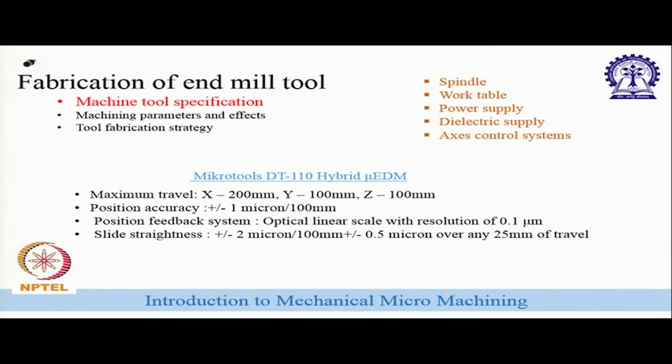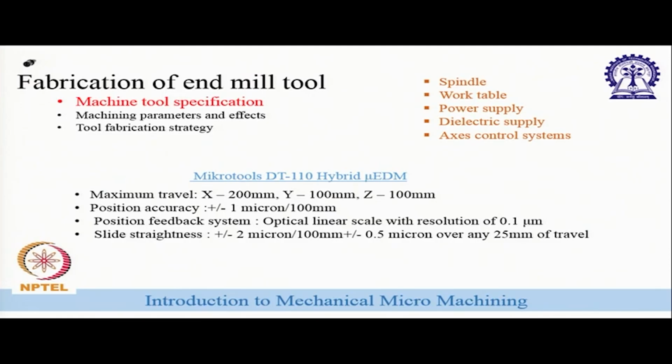It's supplied by Micro Tools, and this is the Micro Tools DT110 hybrid micro EDM machine. Okay. So what is the capability of this machine? It has a maximum travel of 200 mm in X. Y is 100 mm and Z is 100 mm. So very small dimensions, but it's enough for micro EDM machining.